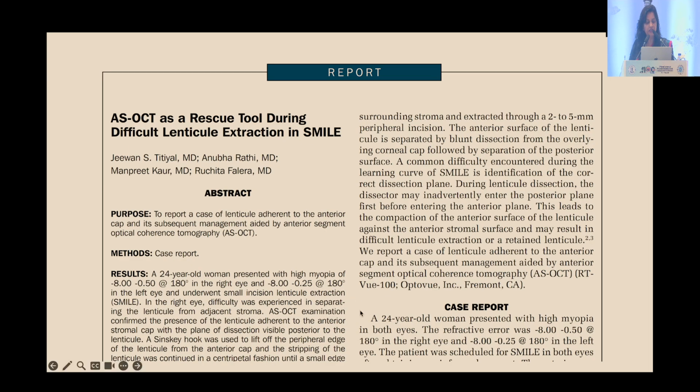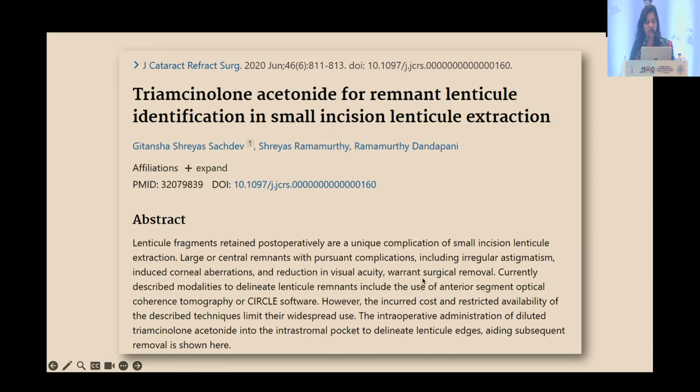This is our publication from the center where, in the beginning, when we were still in the learning curve, we used anterior segment OCT as a rescue tool during difficult lenticule extraction in SMILE, and this can be done. The only thing is that you will have to abort the procedure for that time, take the patient to anterior segment OCT, see, get the patient back, and then remove the retained lenticule. And this is Dr. Ramamurthy's technique of using triamcinolone acetonide for remnant lenticule identification in SMILE.